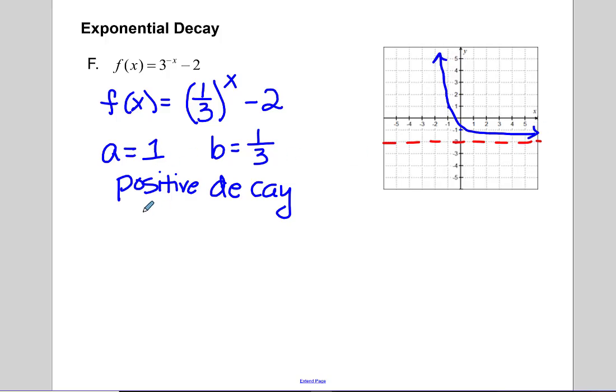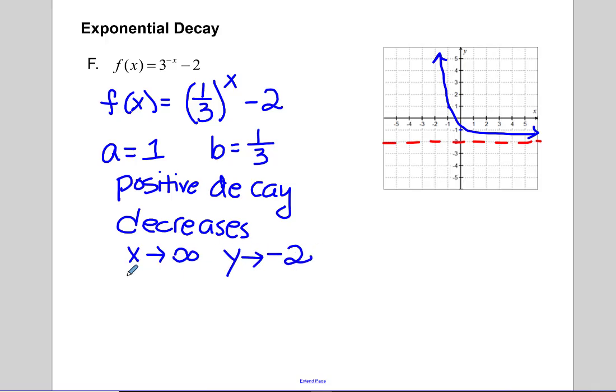Piece of cake. So we have a decreasing function. When x goes right, y heads to the horizontal asymptote, and when x goes left, y is unbounded upward. Positive decay.